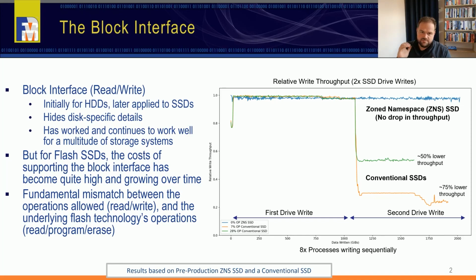You can have consistent performance from when you begin to write to the drive, and keep going on and on. These results are based on a pre-production ZNS SSD and conventional SSDs. It's the same conventional SSD platform for all 3 here. The only difference is the firmware between the 3.